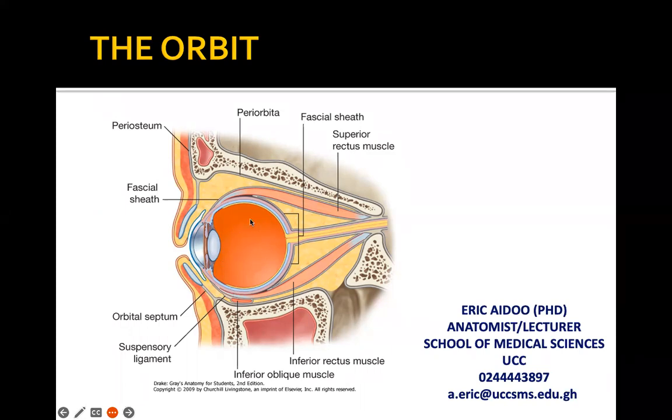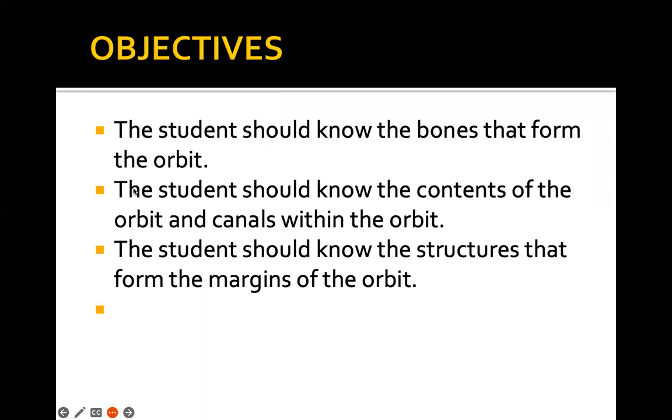That will be a chamber that is filled with fluid. You should know the name. And then there's another chamber here. So if you have heard of aqueous humor and vitreous humor, that should be the lens. You have the iris and then the pupil. So you should know the bones that form the orbit, which we did yesterday. I believe if I ask you to mention, you'll be able to mention a few. The student should know the contents of the orbit and canals within the orbit, and the structures that form the margins of the orbit.